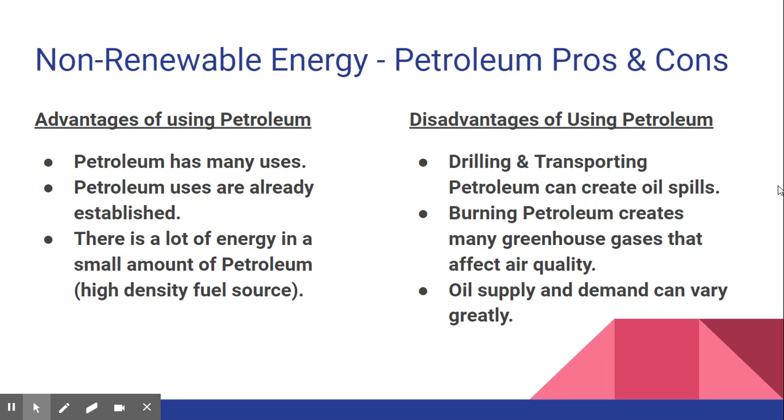Some of the disadvantages include things like drilling and transporting. As you're drilling for oil and as transporting oil in pipelines or tankers or trucks, they can create oil spills if we have accidents, and that oil then seeps into the environment. Burning petroleum, again, creates many of those greenhouse gases that contribute to global warming and affect our air quality. And then oil can really be affected by supply and demand. Oil is found in many more limited areas, and certain countries and societies and places can decide when and when not to sell oil.